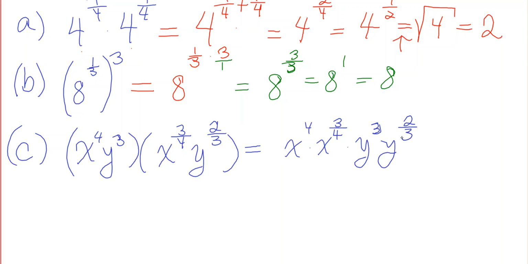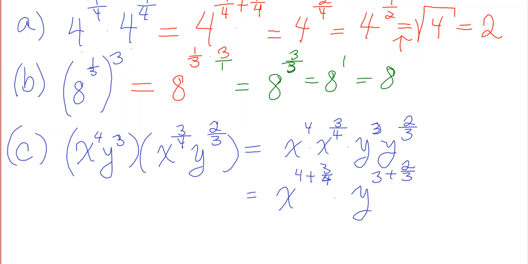And then you remember earlier, like we saw in A, that if they have the same base, then I can add together their exponents. So for x, I'm going to get x to the 4th plus 3/4. Nope, that 4 is terrible. Good times. And for y, I'm going to have y to the cubed plus 2/3.